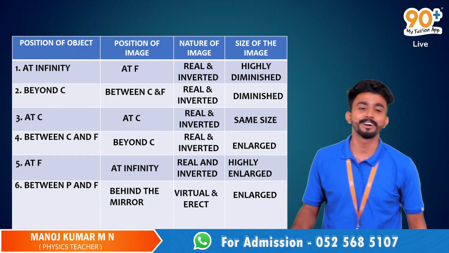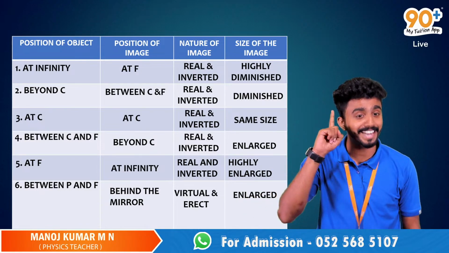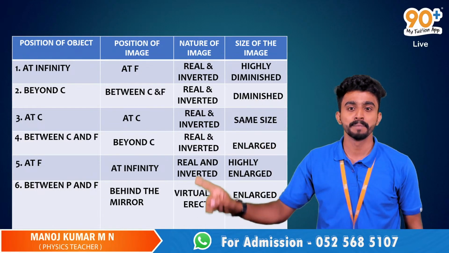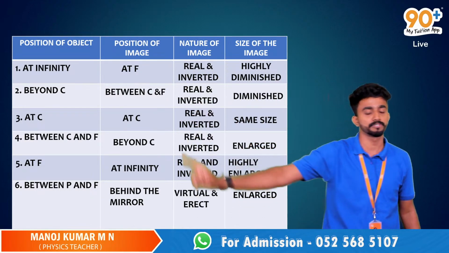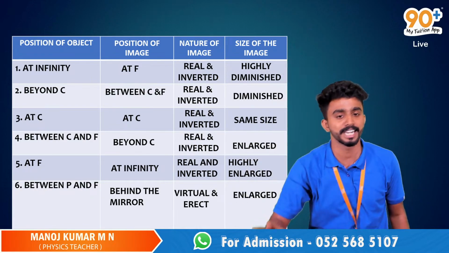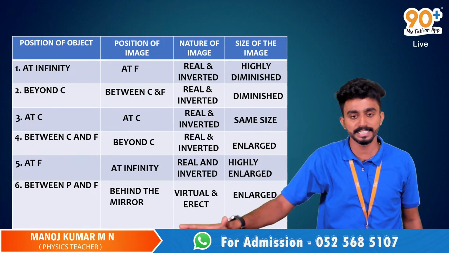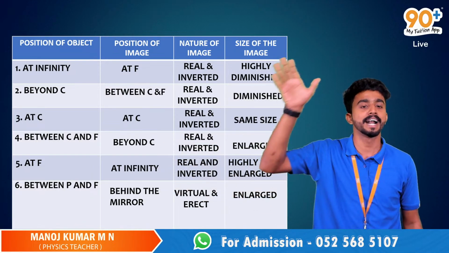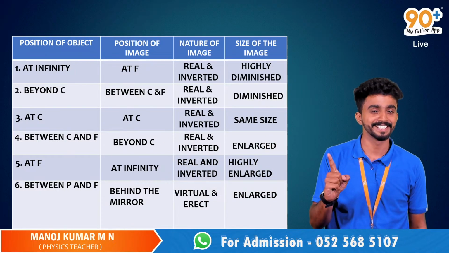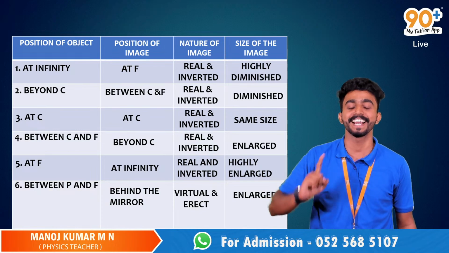Got it? So what you have to do, fill the table and try to understand, try to get the relation between the position of the image and position of the object, and with respect to the size of it. So with respect to these changes in the position and the size, there is a relation. I will tell you this in the next session.